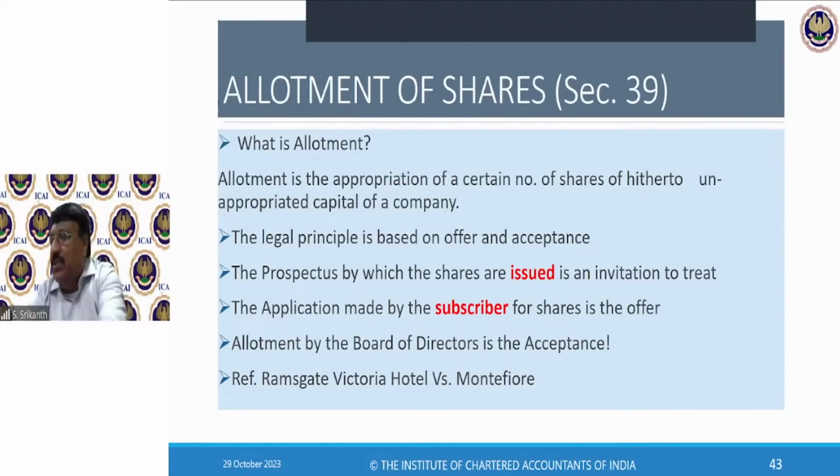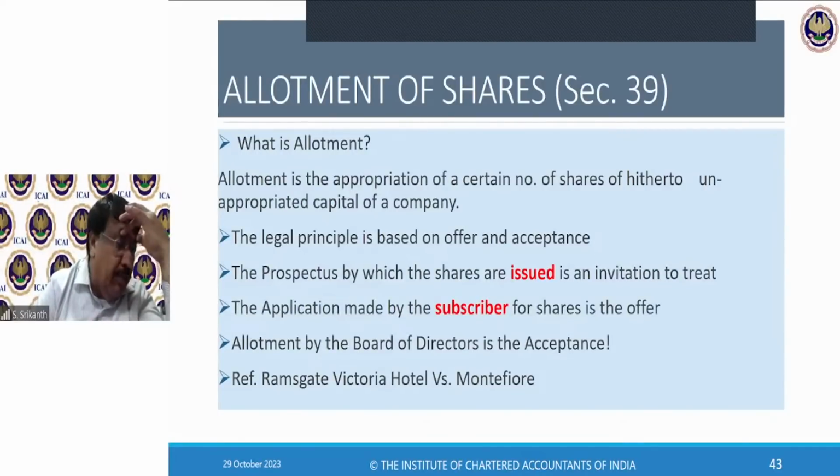For the purpose of underwriting commission, does price include share premium? Yes, price always includes the security premium. Because face value will be 10 rupees, everything else is premium only. Together it is called price. So when I say 250 rupees, it means 10 rupees face value plus 240 rupees premium. That is included. Okay, good question. I hope you got it.